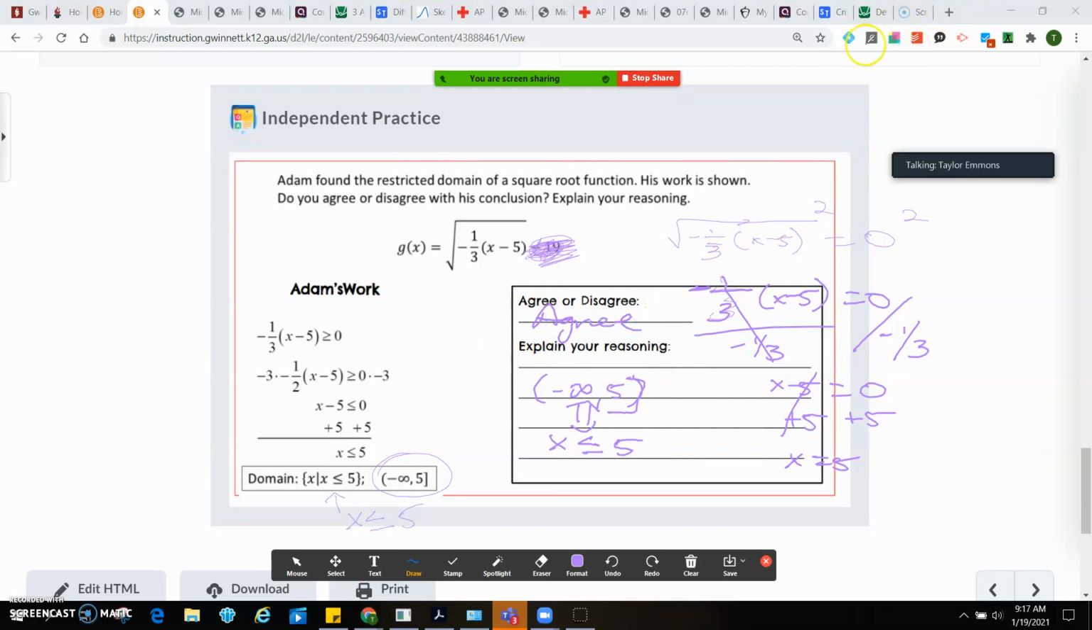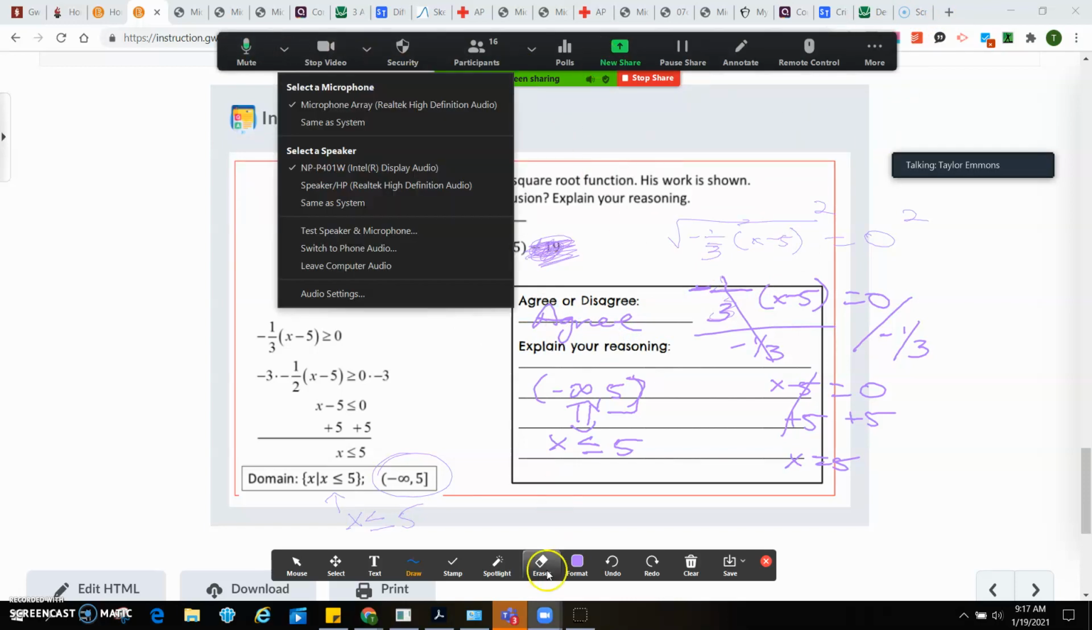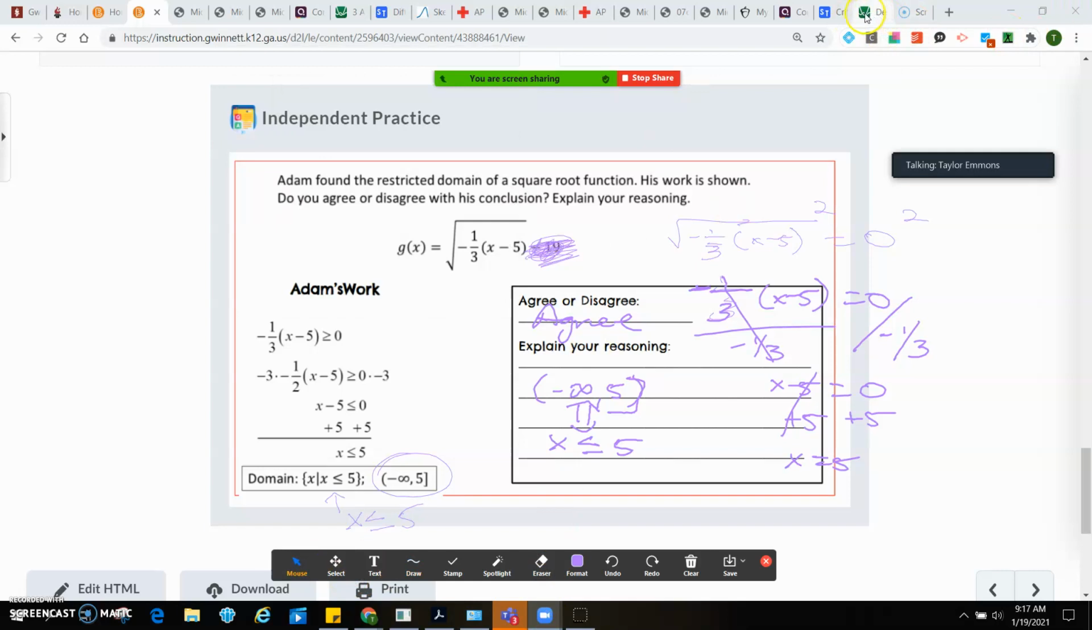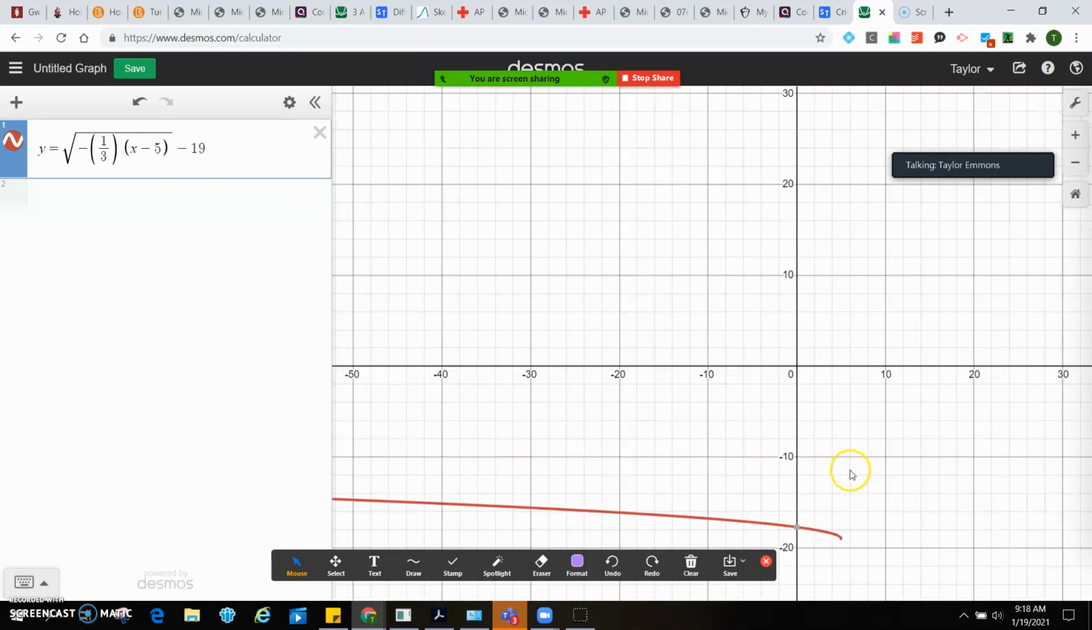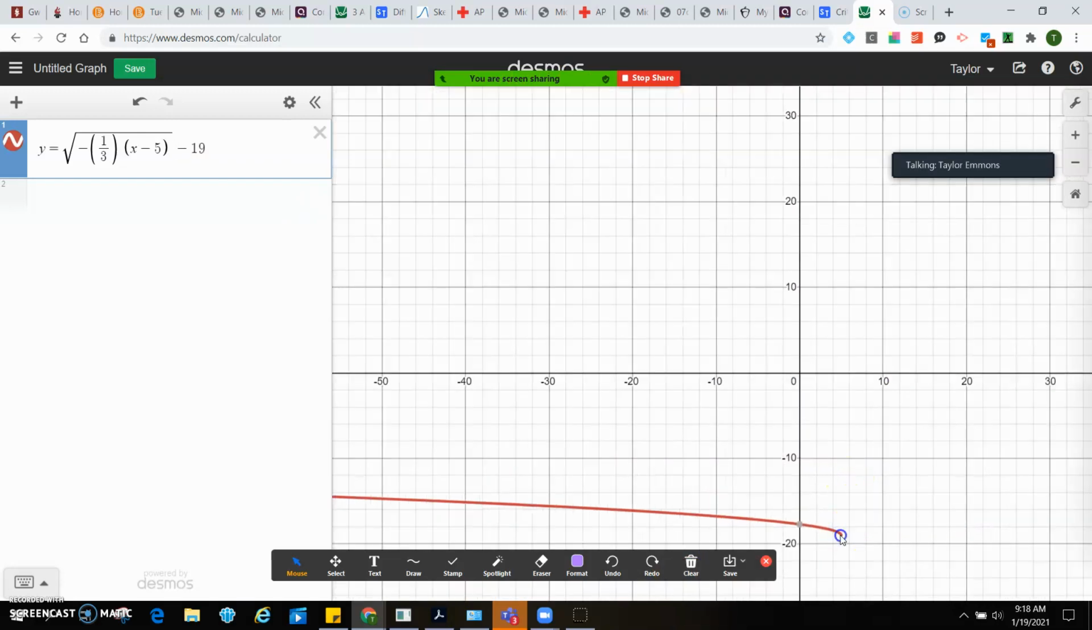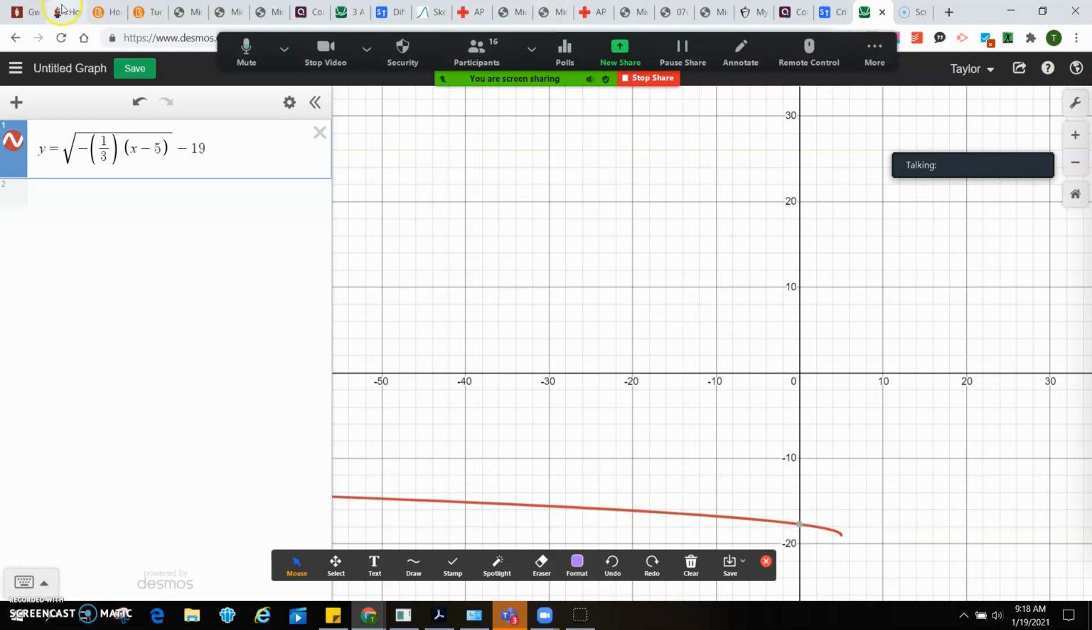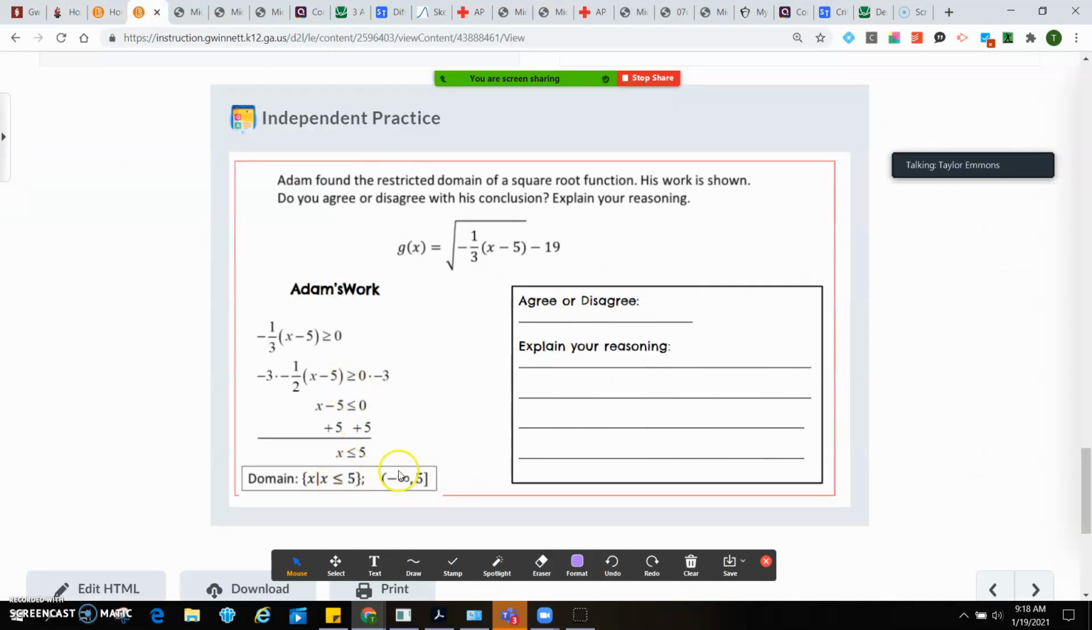Okay, and another way to check him and make sure that he was doing it right is that if you go into your Desmos calculator and you look at the graph, look at where it is. We got here all the way to negative infinity, right? Okay, so going back to our document, that's exactly what he wrote right here. So Adam did do it right, and that's because everything that's underneath the radical actually deals with your domain.